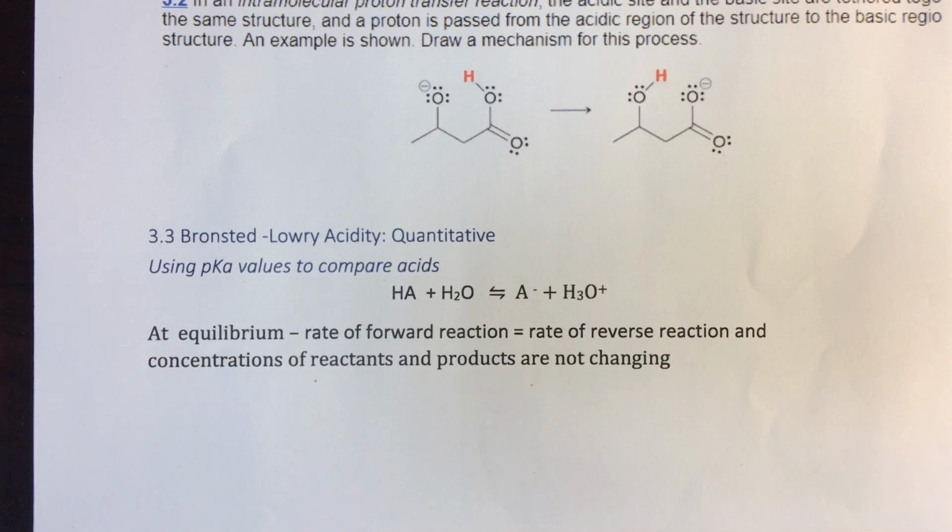Okay, we can use a qualitative or a quantitative way to compare the acidity of protons on our compounds. First we're going to talk about the quantitative way by comparing the pKa values. So let's go back and revisit equilibrium. At equilibrium, the rate of the forward reaction and the rate of the reverse reaction are the same, and the concentration of the reactants and products does not change. So we can write an equation that looks like this.